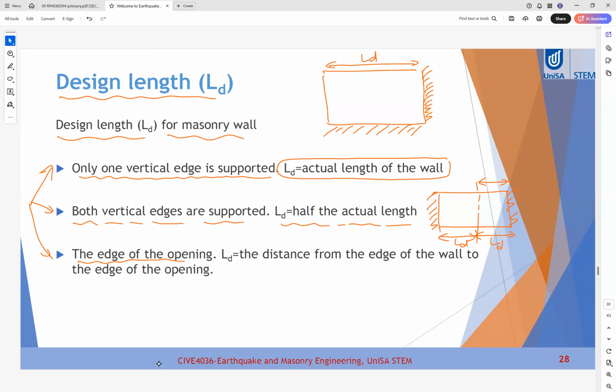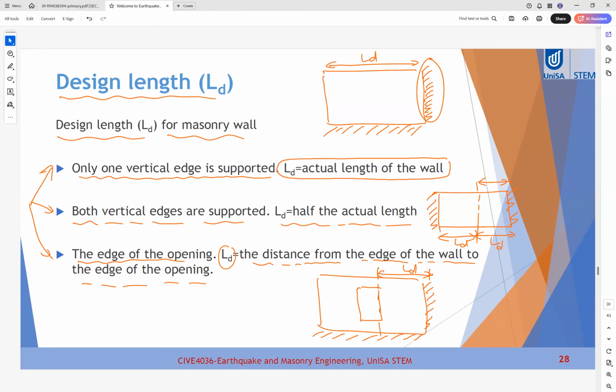If there is an opening, LED is the distance from the edge of the wall to the edge of the opening. So if we have an opening, this will be our LED. So LED will be the actual length of the wall only if we have only one vertical edge supported.